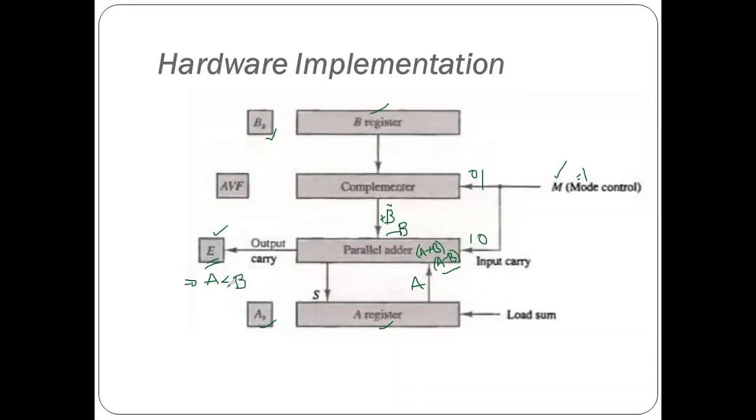Now what is the sign of the result? It is the complement of the sign of A, because whatever is the sign of B will be given as the sign of the result. When the signs are opposite, then only I need to perform the subtraction operation, as per the previous slide, right?